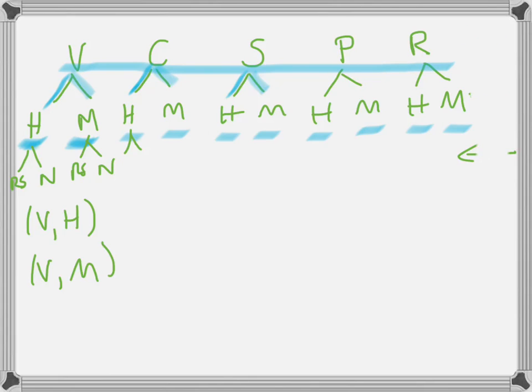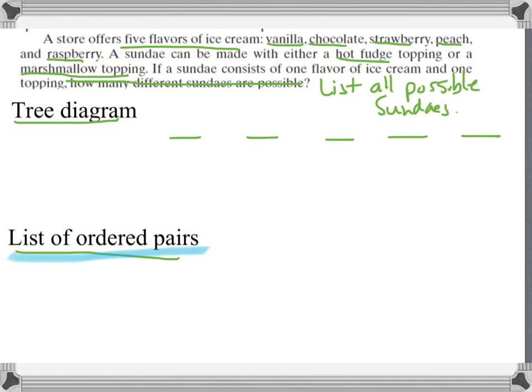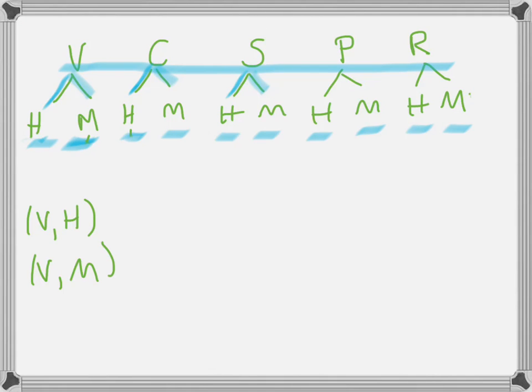But since we only have the topping and the type of ice cream, we only have 2 layers of our tree. Now, the second way to list something off is a list of ordered pairs. So I've actually started doing that below here. If I wanted to list out the ordered pairs, this branch would represent the vanilla and hot fudge. So it's ordered pairs just like XY coordinates.